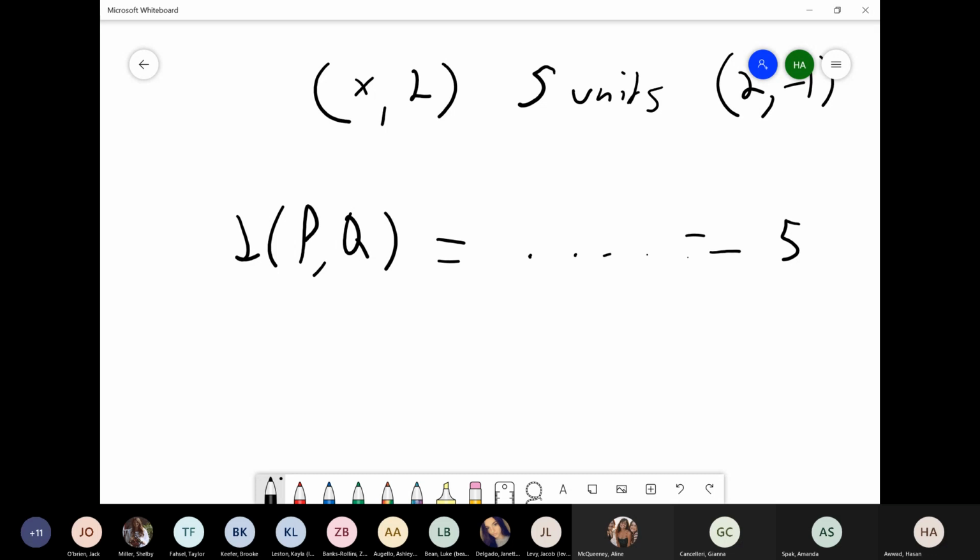But we already know that the distance is 5, so all we have to do is set up the distance equation and set it equal to 5, because it's supposed to be 5 units away. So what is our distance formula?